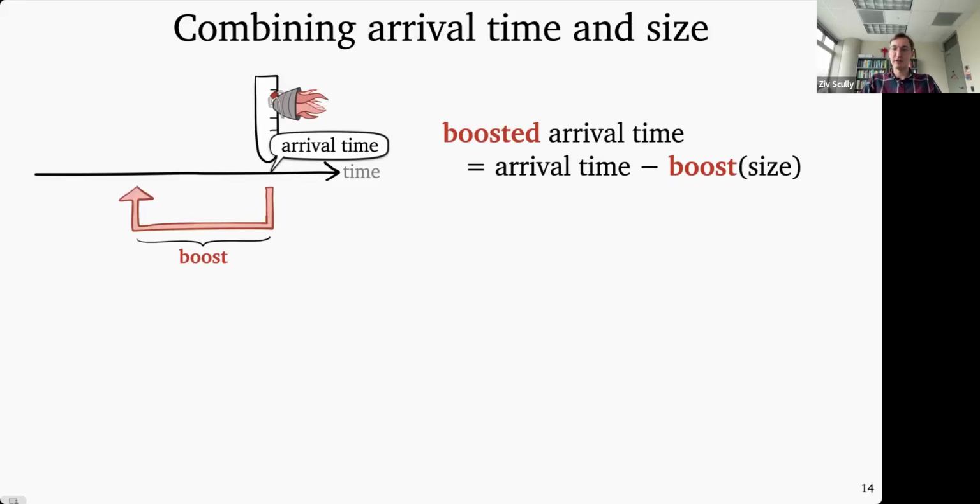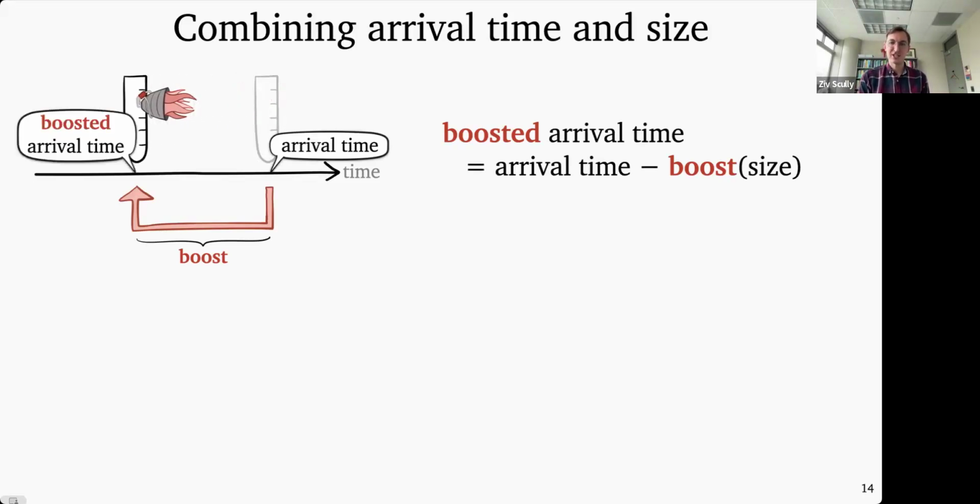Okay, and the boost is going to be a function of the job's size. All right, so the way to think about this is that when a job arrives, we treat its priority as if it arrived earlier than it actually did. The job kind of boosts forward in time. And so we use these boosted arrival times to decide which job to serve next. Just as first come, first serve is always scheduling the job of least true arrival time, boost is always scheduling the job of least boosted arrival time.